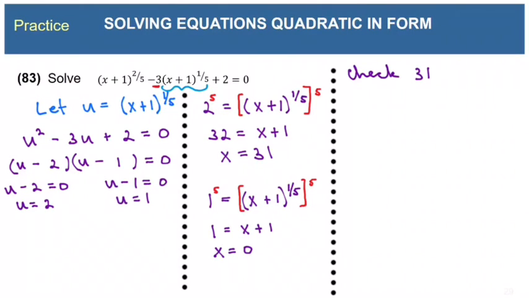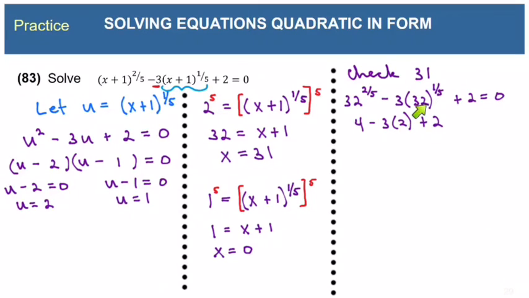Now we'll check them. If we put 31 in the parentheses, then each parentheses will be 32. So we'll have 32 to the 2/5 minus 3 times 32 to the 1/5 plus 2 equals 0. All right, let's evaluate this. The 5th root of 32 is 2, and 2 squared is 4. So we're going to have 4.